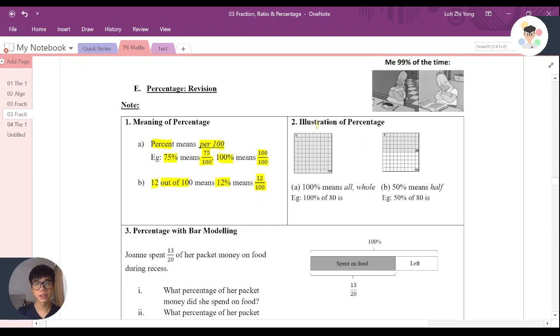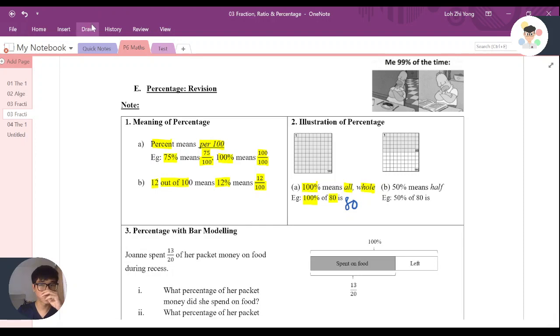The second one is talking about the illustration of percentage. So basically, you know that if it's 100%, it means all or whole. If in the question they say I use all of the money, it means 100% of it. Another example: if I use all of my money and my money is $80, then 100% of 80 is 80. Very simple, right?